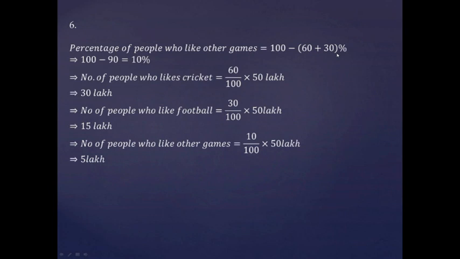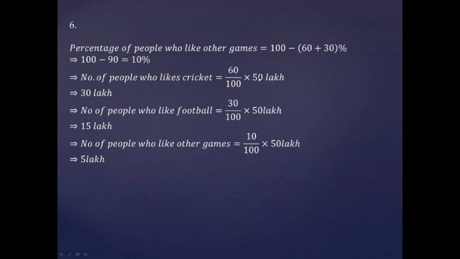Okay, in the city there are some people. So among those, 60% like cricket and 30% like football. So the people who don't like football or cricket, we need to find the percentage. So 100 minus (60 plus 30) equals 10%. Yes, 10% do not like cricket nor football. So we need the actual number.